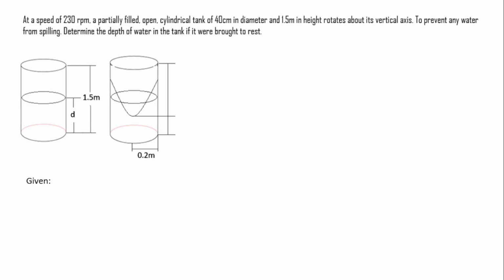Let's list out the given. We have omega is equal to 230 rpm. Diameter is equal to 40 centimeters, which can be converted to 0.4 meters. Height is equal to 1.5 meters.